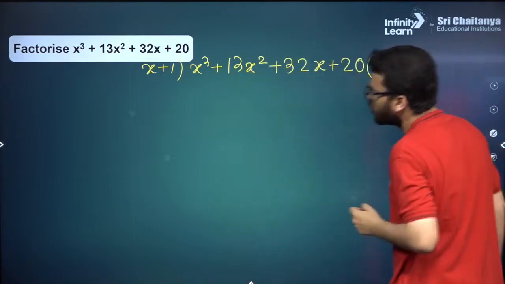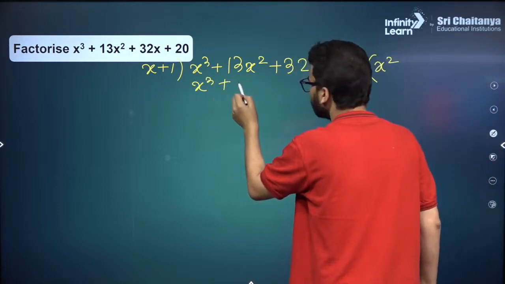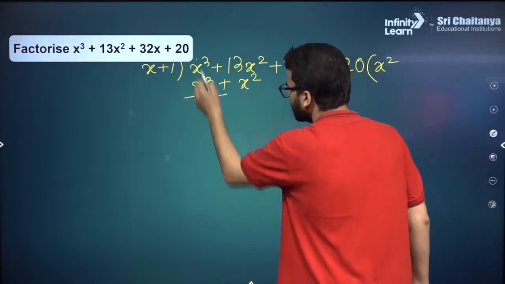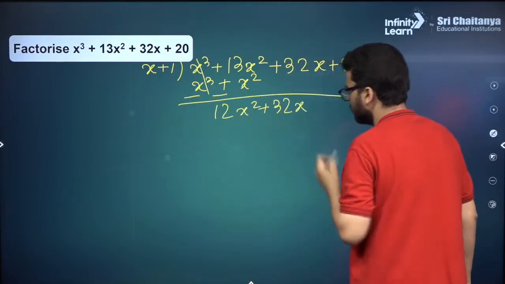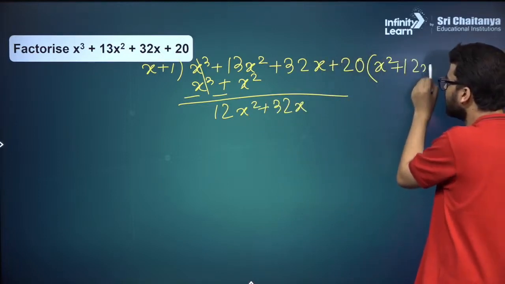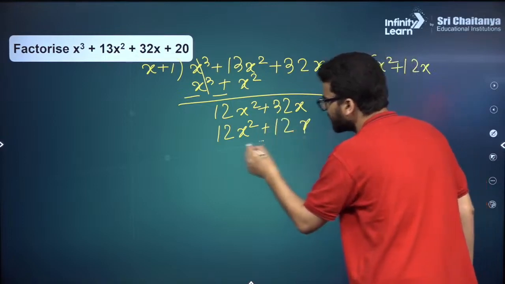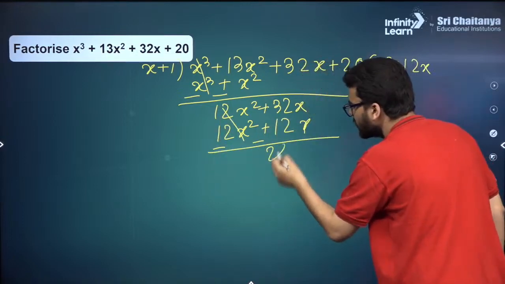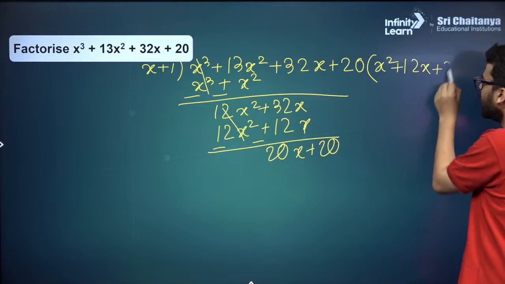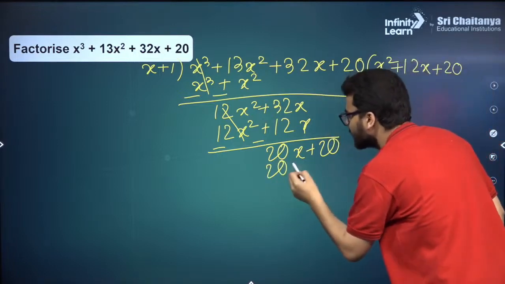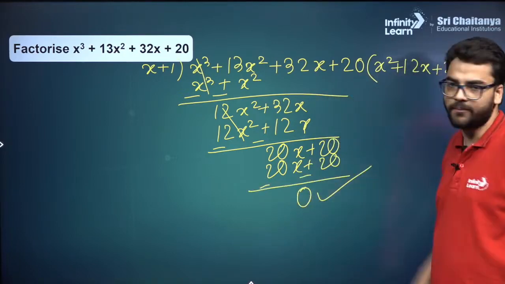Right, so let's do this. We'll get x square over here. So this will give you x cube plus x square. I can change the sign and add, so this will get cancelled out. This will give you 12x square plus 32x over here. So over here I can put 12x. This will give you 12x square plus 12x, and we can change sign and add, so this will get cancelled out. So this is 20x plus 20. I hope it is clear. So over here we can put 20. This will give you 20x plus 20. Again you change sign and add, and you will get 0 over here. I hope it is clear.